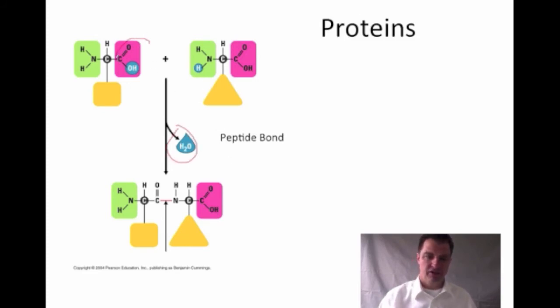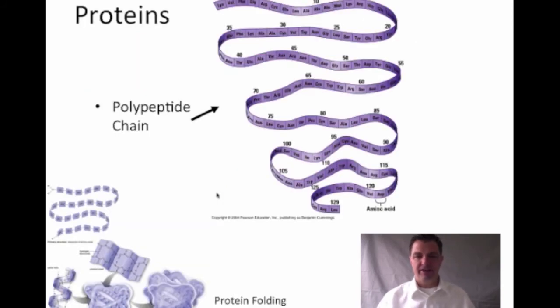So here I'm hooking the OH hydroxyl portion of my carboxylic group to the hydrogen there. I hook those together and I form this covalent bond here. This covalent bond is specifically called a peptide bond. So I've hooked one amino acid to another. What happens then is when you hook those amino acids together, as you see in this chain, that becomes what you call your polypeptide chain.